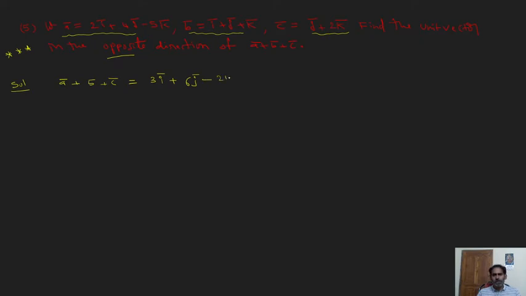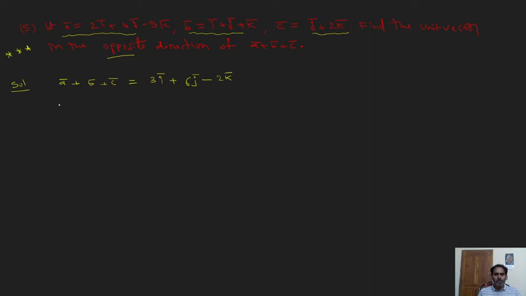Once again, 2i plus i, 3i. There is no i bar here. Next, 4j bar plus j bar, 5j bar plus j bar is 6j bar. Right, minus 5k bar plus k bar, minus 4k bar plus 2k bar. This is minus 2k bar.